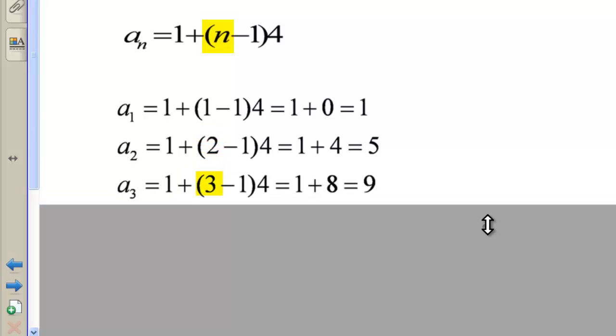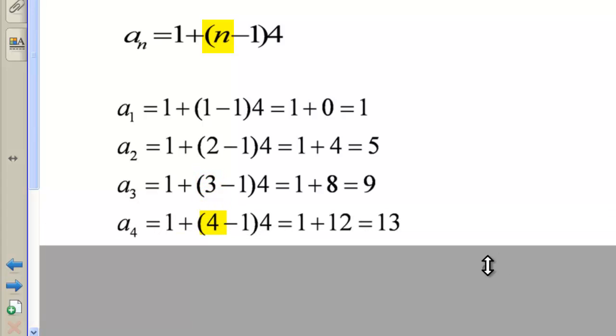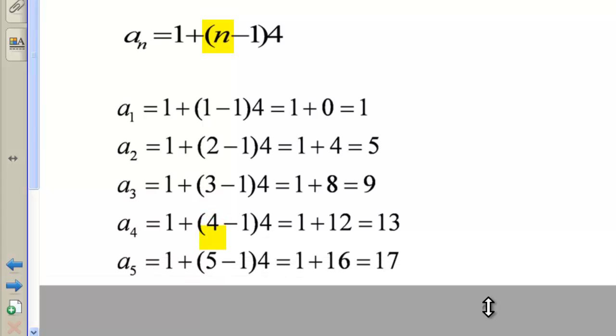For the third term of this sequence, I input 3. So 1 plus 3 minus 1, which yields 2, times 4 gives me 8. 1 plus 8 yields 9. For the fourth term of the sequence, I input 4 in for n. So 1 plus 4 minus 1, which is 3, times 4 gives me 12. 1 plus 12 is 13. For the fifth term, I input 5 for n. So 1 plus 5 minus 1 times 4. So that's 4 times 4, which yields 16. 1 plus 16 equals 17.